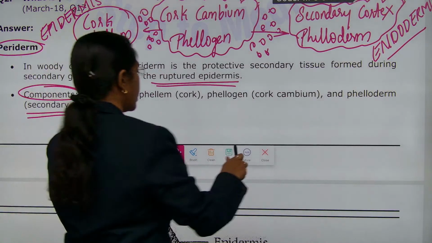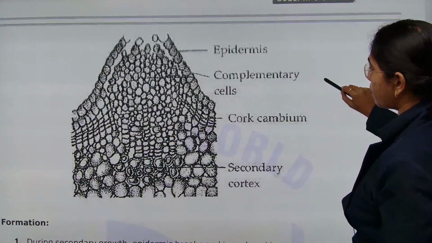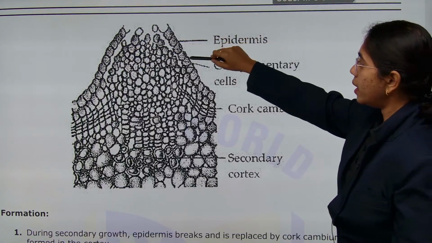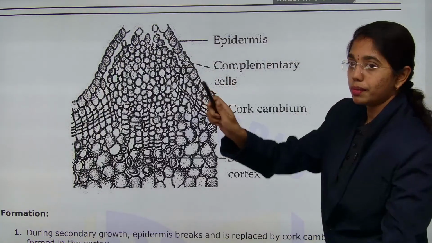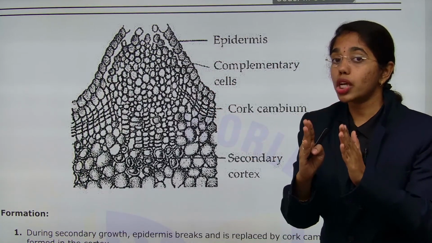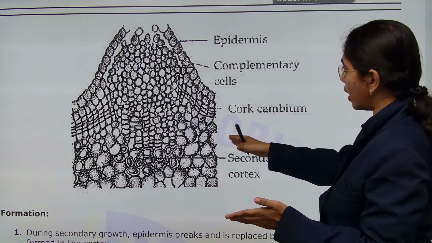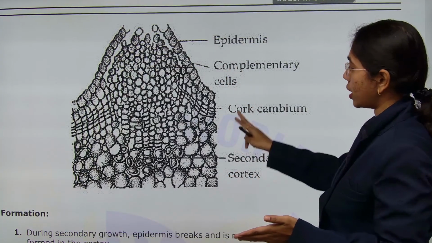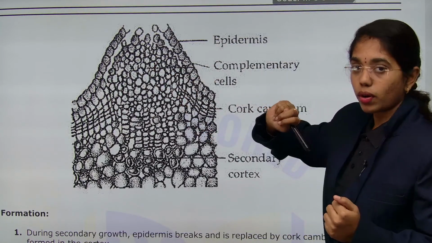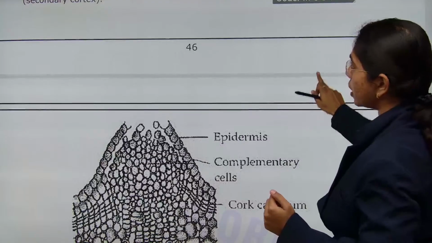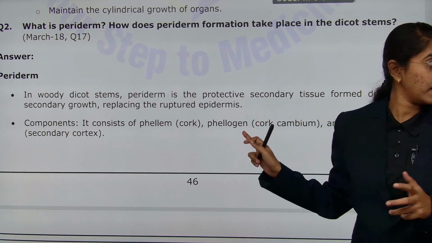Clear, right? So here we go with the tissues in detail. Epidermis at the end, followed by complementary cells which are freshly formed cells below the epidermis, which are rupturing the epidermal wall layers, and below that you can see cork cambium and secondary cortex. Above cork cambium, you can see these are what? Cork cells or phellem. This diagrammatic representation followed by sequential explanation is required, how a periderm is formed.